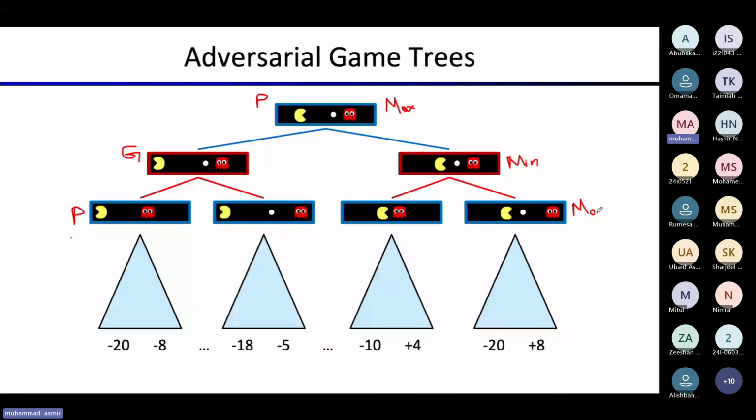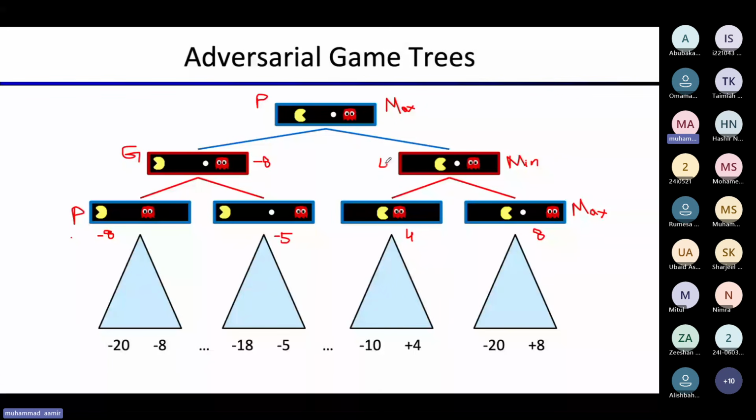So if we consider this the max move, what value will you get here? Out of -20 and -8, which is the larger value? -8. This is -5. What you will get here is 4. What you will get here is 8. This is the min move, the ghost move. Ghost will get the minimum value. You will get -8 here out of -8 and -5. -8 is smaller, minimum. And out of these 4 and 8, you will get 4 here.